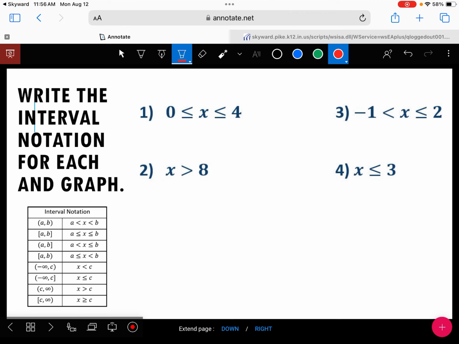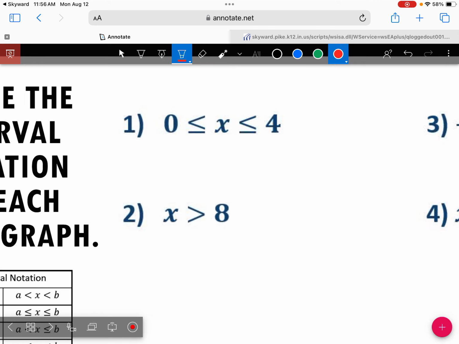Okay, so when we're looking at this one, this means that our solutions are between 0 and 4, but the 0 and the 4 are included. So that means that, notice how these two are equal to. What am I going to use, a bracket or a parentheses? What do you think? A bracket. So this would be written as bracket 0, 4 bracket. 0 comes first because 0 is smaller than 4.